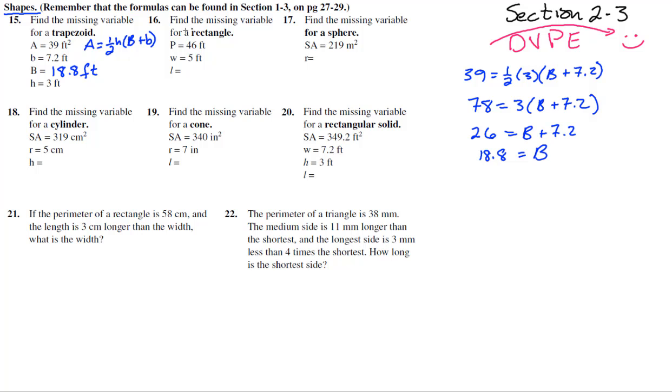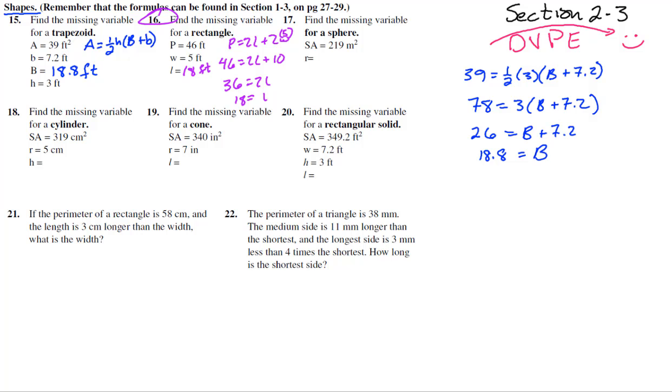Good. Number 16, find the missing variable for a rectangle. Ooh, for a rectangle. So we'll use this color for this one. We're using the perimeter formula. Now perimeter is 2L plus 2W. So the perimeter here, 46 equals 2L plus 2 times W. We're going to stick a 5 right in there, so that's a 10. Great, subtract 10. See this equation, how happy we are. 36 equals 2L. So L is going to be 18. So we're 18, and if we look, it is feet. This is a one-dimensional answer.